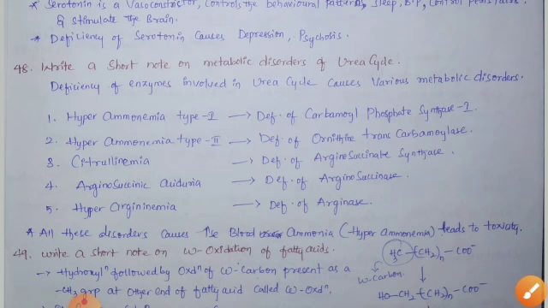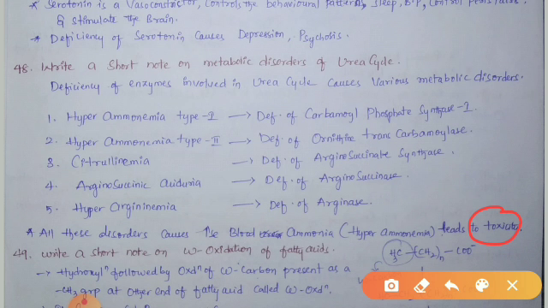All these disorders cause increased blood ammonia concentration, which is known as hyperammonemia, and this leads to toxicity. Generally ammonia is toxic in our body, which is why it has to be eliminated from the body in the form of urea. Urea is non-toxic. If the enzymes involved in the conversion of ammonia into urea are blocked, it may lead to accumulation of excess ammonia in the body. That is known as hyperammonemia.